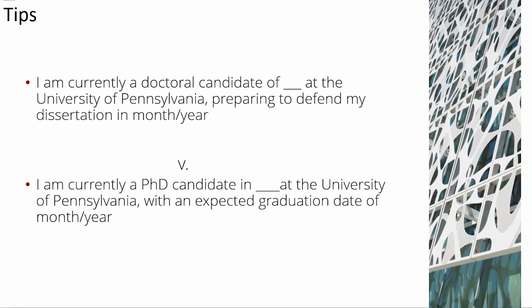Here's another example of making sure that you sound more like a future colleague and not just a student. So: "I'm currently a doctoral candidate of your academic discipline at the University of Pennsylvania, preparing to defend my dissertation in the month and year." Versus how it can be written much more confidently and strongly, where you say, "I'm currently a PhD candidate at the University of Pennsylvania with an expected graduation date of," and then you would list your month and year. You can really see how just changing some of the phrasing enables them to have a better image in their mind of you as a potential colleague and not just as a student.